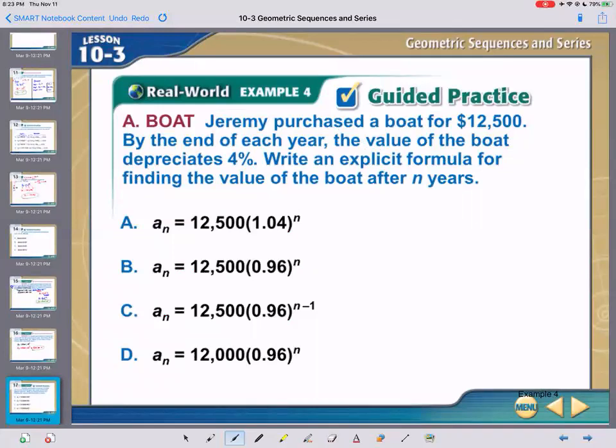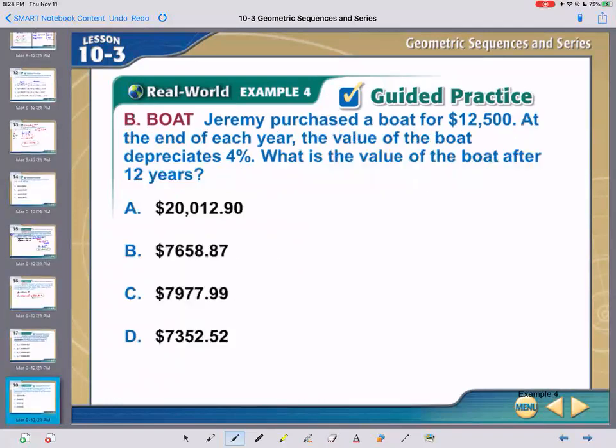With that, I want to give you DOL number 4, part A. Here's the word, catch it, depreciate. So first write your equation. You can just pause the video. Okay, picking back up. Hopefully you've written your equation. Now using that equation, solve for part B. What is the value of the boat after 12 years? Again, pause the video and see which answer you come up with.